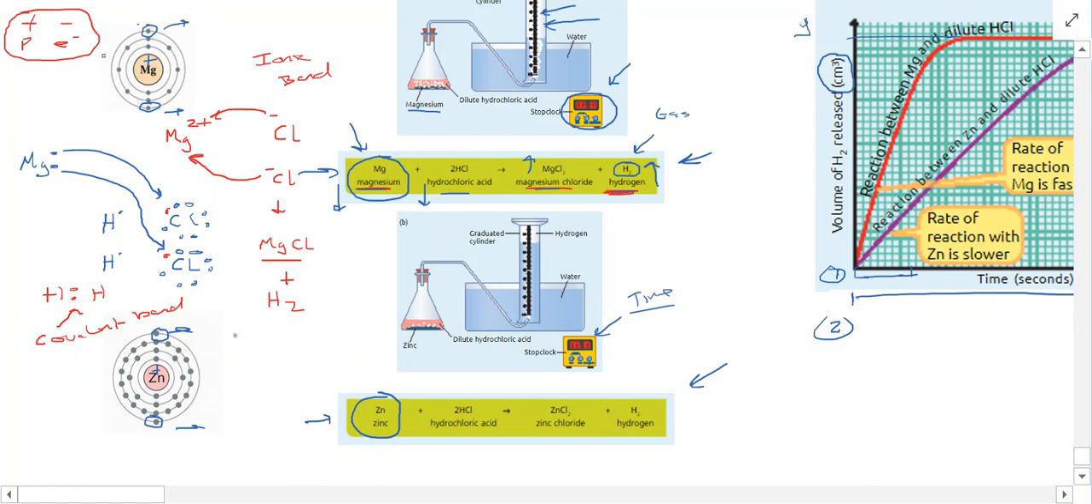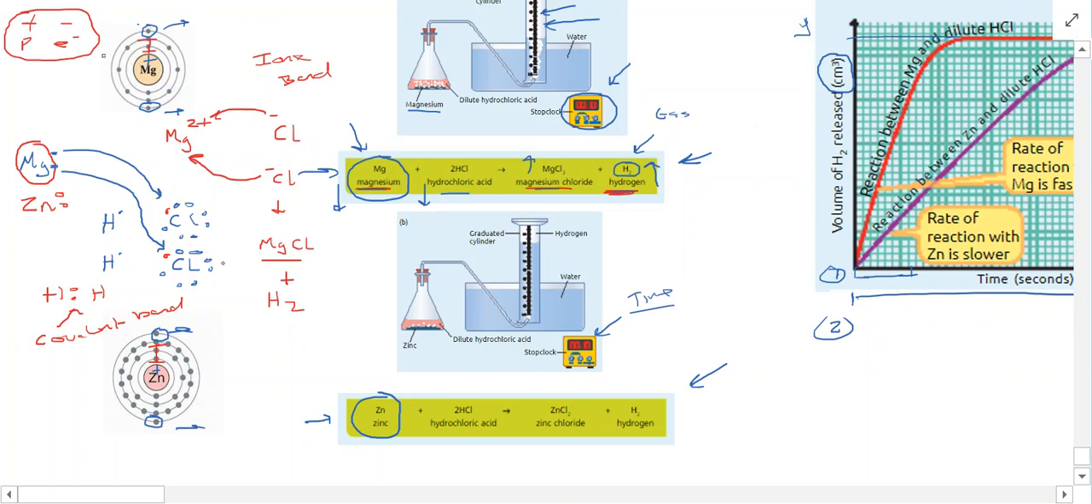Now, exactly the same thing is going to happen with zinc. So I could just as easily take this magnesium and replace it with zinc, for example. It's exactly the same thing. It has 2 electrons in the outer shell. Now the difference is, look at the density of the electrons between the core of a zinc atom and the outside of the atom. And the same then as well with magnesium.